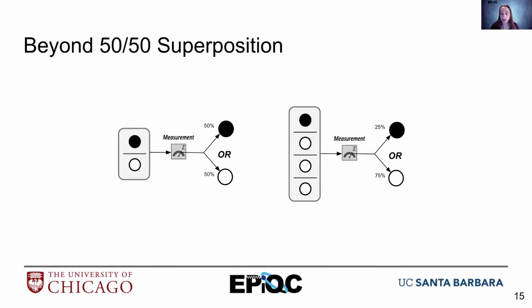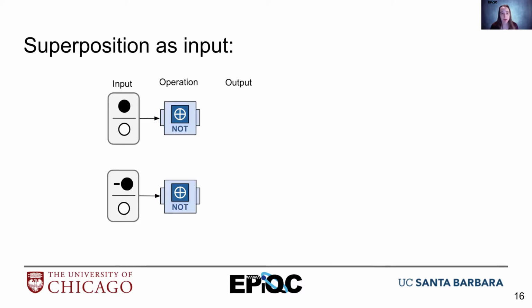The idea with this representation is that in a certain rectangle, all of the choices are equal probabilities. So if I have one black and three white in 4 different spots, that means that I have a 1/4 chance, or 25% chance, of measuring black and a 3/4 chance, or 75% chance, of measuring the white. Okay? So we can also have superposition states as input and operate on them.